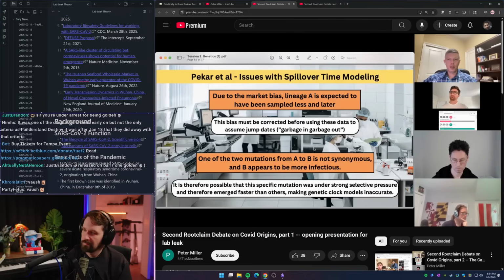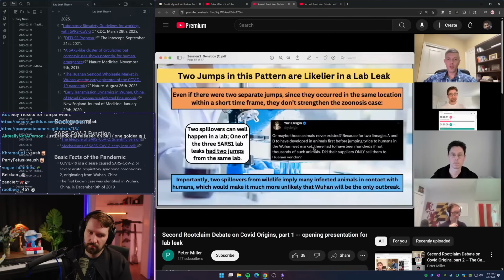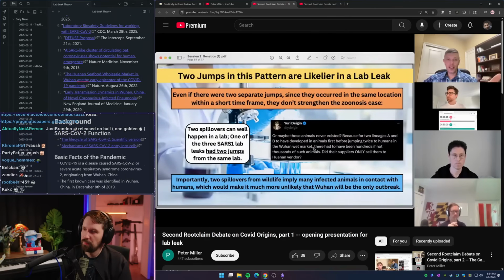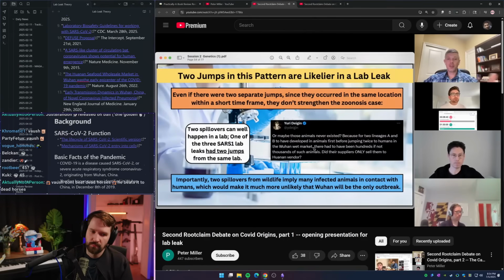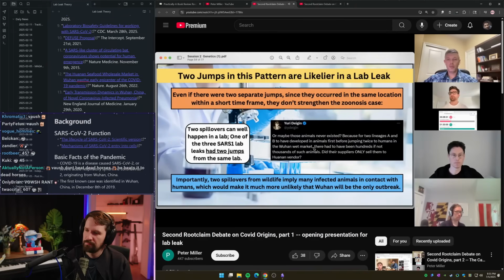Basically, in conclusion, I think it's very unlikely that there's been two spillover events, which I think by now is pretty clear. That said, even if there were two spillovers, I think it would actually support the lab leak hypothesis better, especially because it's just two mutations away between the two lineages. And we have examples of multiple lab leaks from the same lab, like examples of SARS-1, for example. So it's entirely conceivable for a virus to leak from a lab more than once.